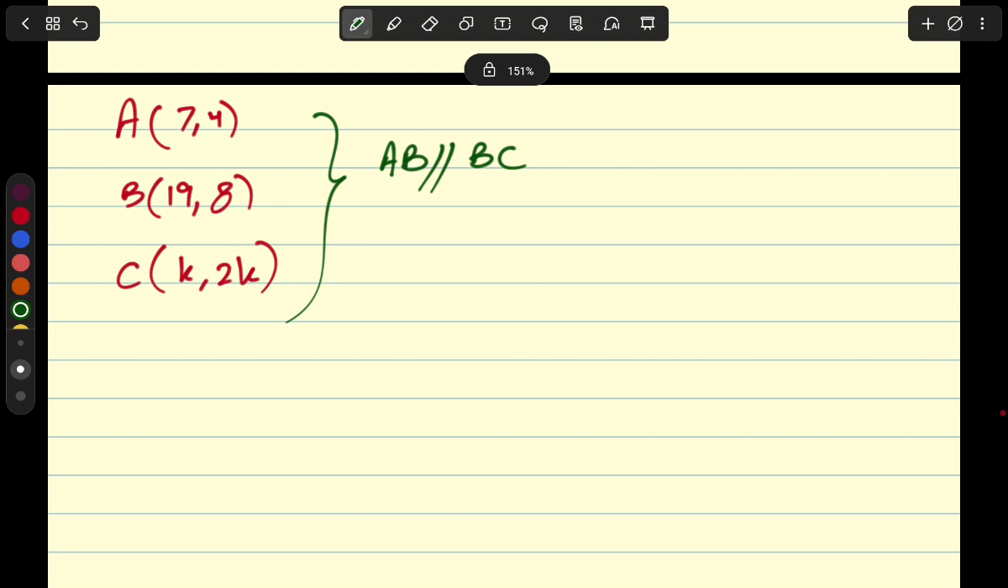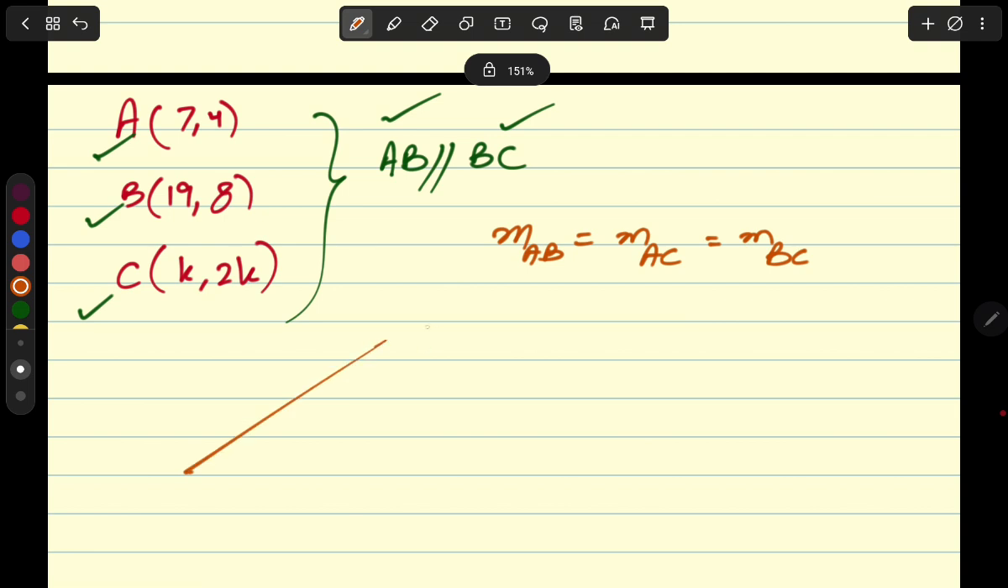Let's say you are given 3 points. A is 7,4, B is 19,8, and C is k, 2k, right? And they're such that AB is parallel to BC. Now make sure that you do not confuse it with the previous example in which the points were collinear. So you could do that: m of AB, the gradient of AB, was the same as the gradient of AC and was the same as the gradient of BC.